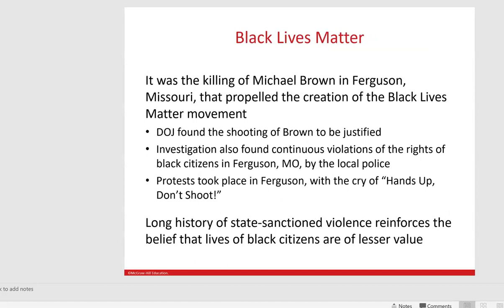The Black Lives Matter movement came as a result of the killing of a young African American male, Michael Brown, in Ferguson, Missouri. Even though the Department of Justice ruled the shooting of Brown was justified, the long history of state-sanctioned violence was uncovered and brought to the forefront of people's attention so that we could all see that the violence against African Americans, which was now long-standing, treated Black citizens as though they were of lesser value.